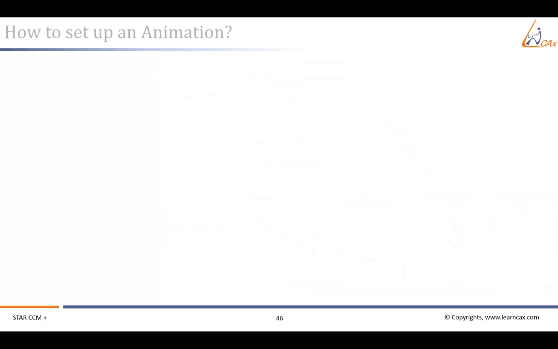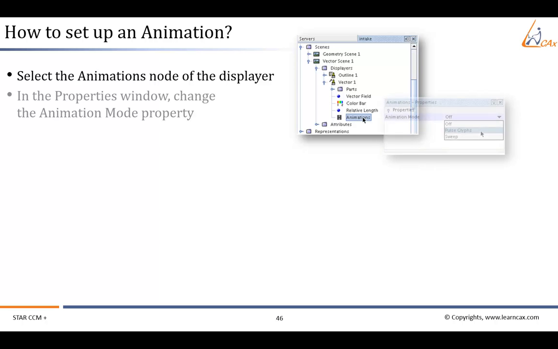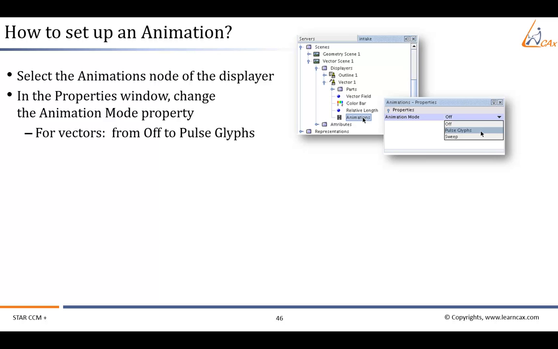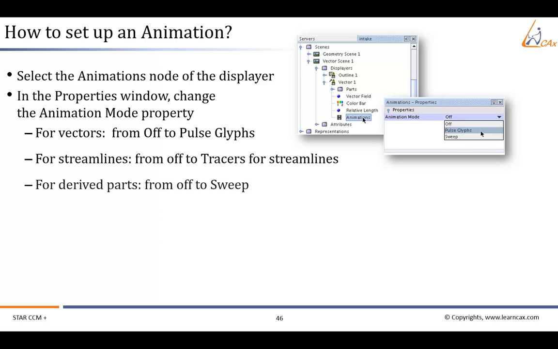How to set up an animation? Select the Animations node of the displayer. In the Properties window, change the Animation Mode property using these guidelines. For vectors, from off to pulse glyphs. For streamlines, from off to tracers for streamlines. For derived parts, from off to sweep. This is shown in the figure.